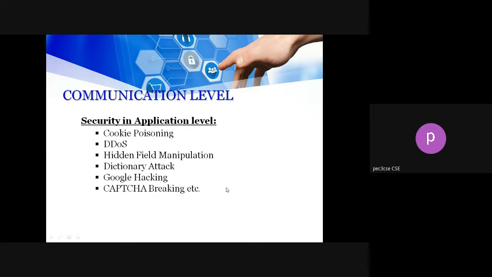And coming to the application level concept, there is cookie poisoning. We are all familiar with the cookie. It is a small piece of data created and stored in the user browser that keeps track of important information regarding the session. Those things are maintained in the cookie. So an act of manipulating or forging the cookie is cookie poisoning. Manipulating or forging a cookie is cookie poisoning.